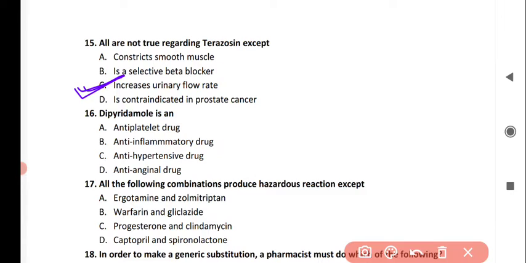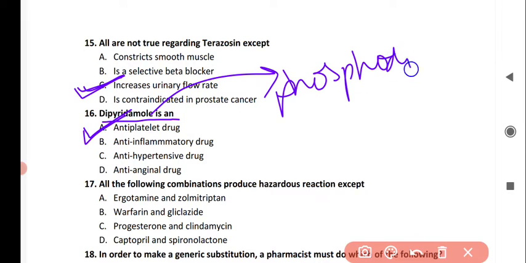The next question is dipyridamole is an. Which type of activity will dipyridamole perform and how does it produce it, I will explain in this question. Firstly, dipyridamole is an antiplatelet drug, so option A is correct. What will it do? Dipyridamole will inhibit the function of phosphodiesterase.